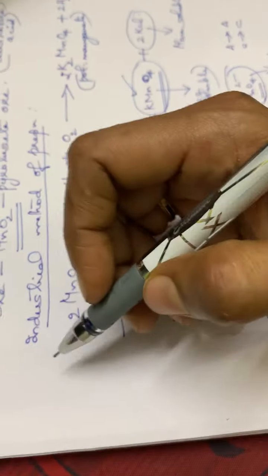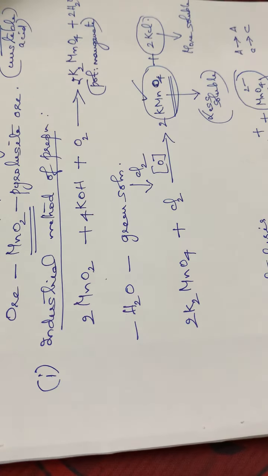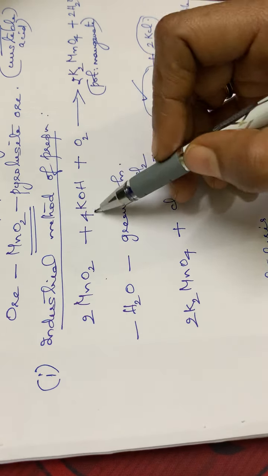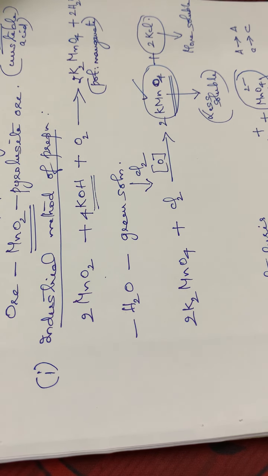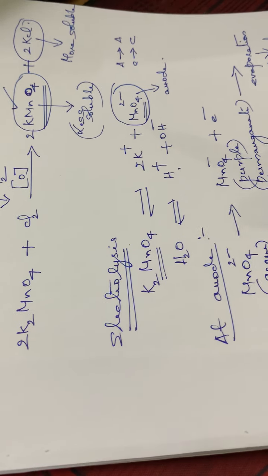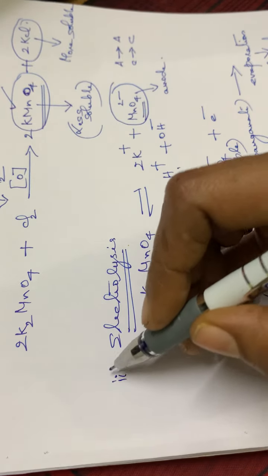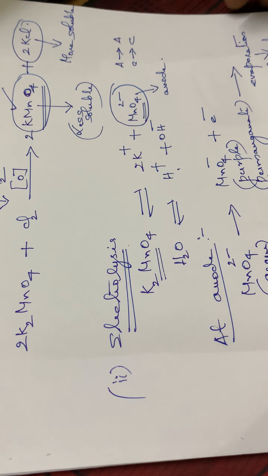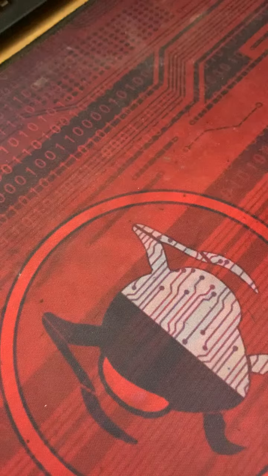So you have to study these two methods of preparation. The first one, that is the industrial method of preparation using KOH and manganese dioxide or pyrolusite ore, and the second one, that is the electrolysis. Okay, then the next one, properties.